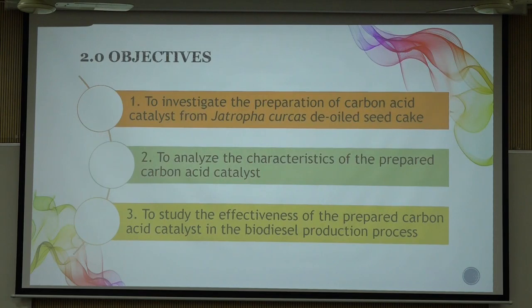So this is what I want to show you. In this study, we want to investigate the preparation of the carbon acid catalyst from the Jatropha oil silicate, which is the Jatropha biomass that we already extracted the oil from. Then to analyze the characteristics of the prepared carbon acid catalyst. Then last, to study the effectiveness of the carbon acid catalyst in biodiesel production, which we use back in our biodiesel production.